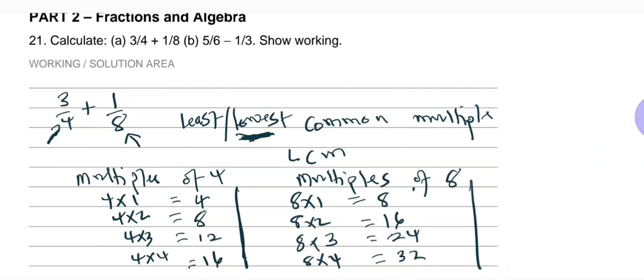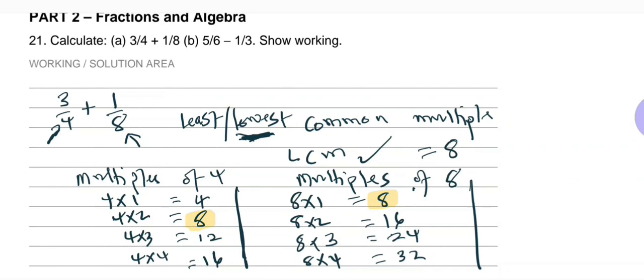8. Have you seen it? So 8 is common here and it's common here, and it is the lowest. Even though we have 16 here and 16 here, it's not the lowest. Do you understand? The number that is lowest here and is lowest here is what we call LCM. It's called the lowest common multiple. So when they give you a question like this, you have to find the LCM, or the lowest common multiple, before you can solve the question. So now the lowest common multiple here is what? 8.